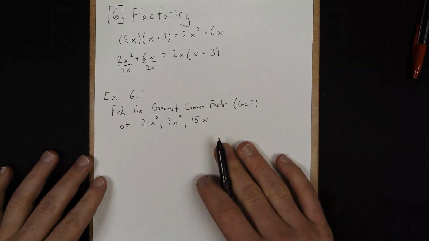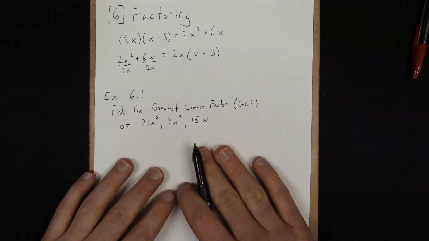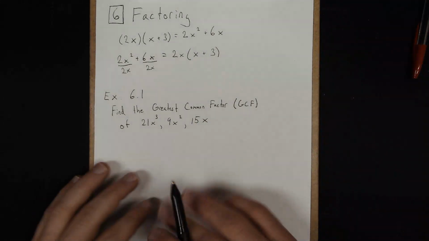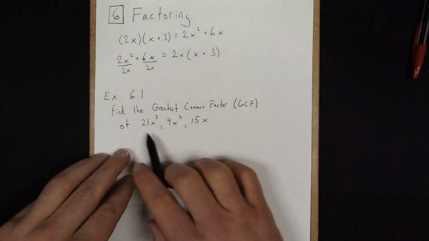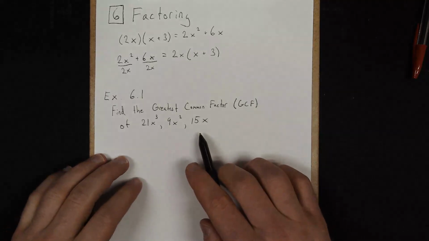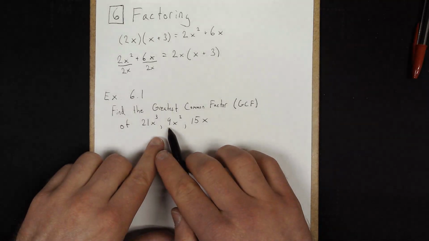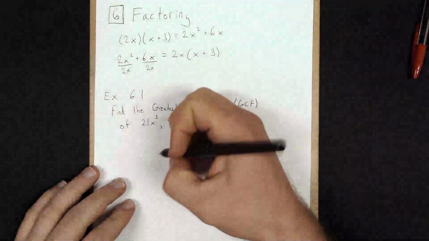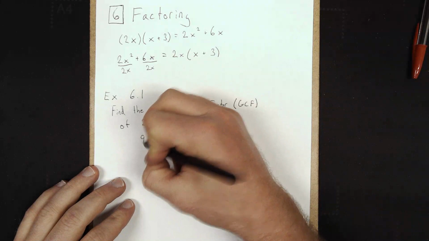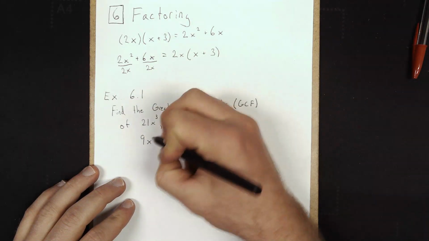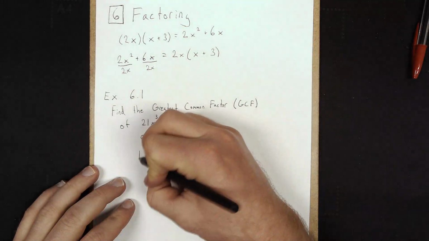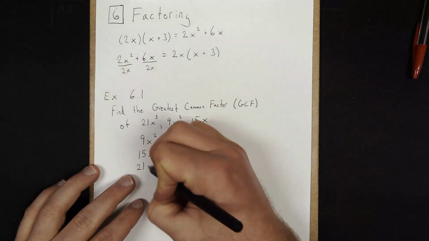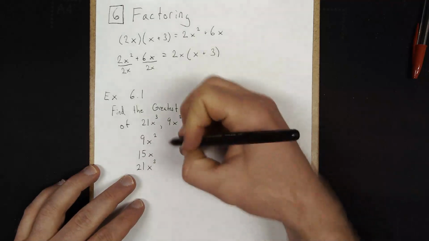I like to write my numbers in order from smallest to largest. Looking at the smallest number out of these three, 9 is the smallest number. We're going to ignore the x's for now. So that's what I'm going to write first: my 9x squared, then 15x is the next biggest, and then 21x to the third.